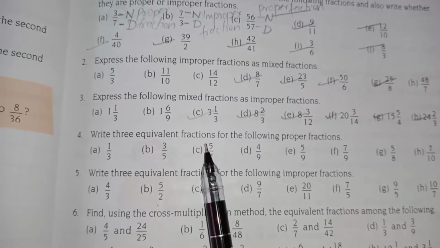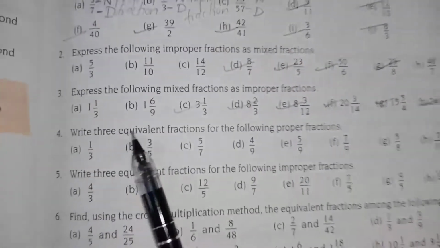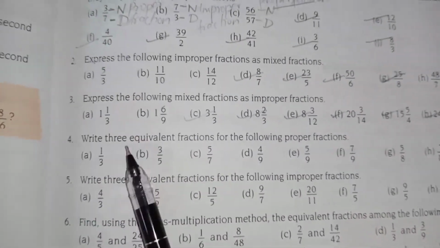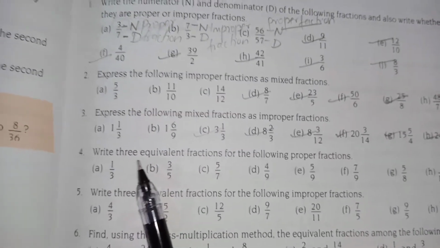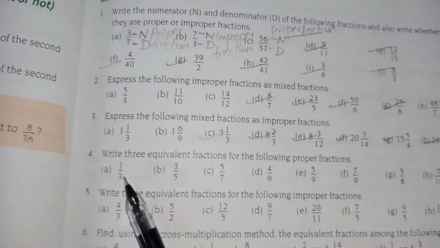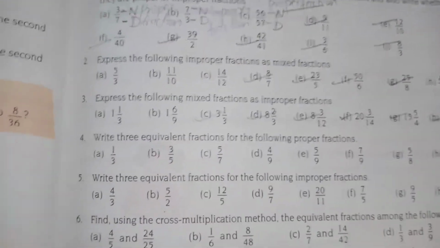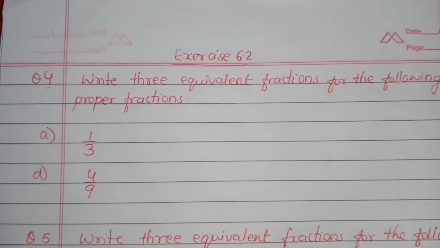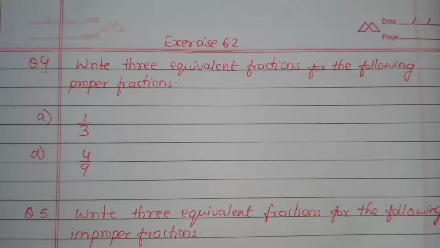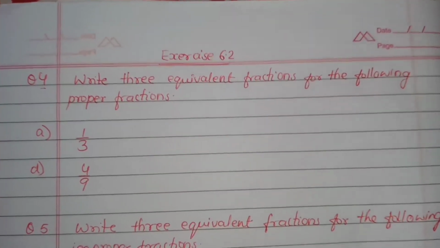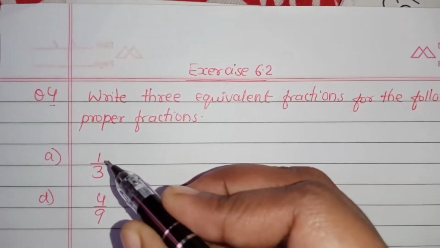Write three equivalent fractions for the following proper fractions. So here we have to write three equivalent fractions. Equivalent means what? Equal. So we will write three equal fractions which are equal to this 1 by 3, and it's very easy. What you need to do is that this is 1 by 3.